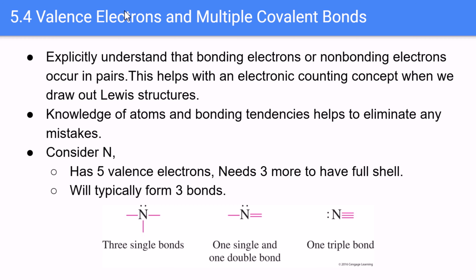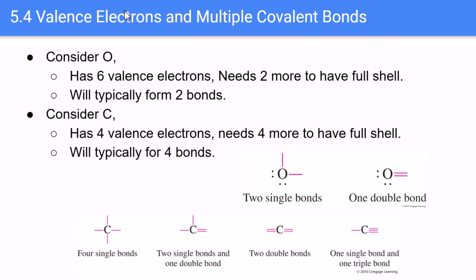Knowledge of bonding and atoms themselves and the tendencies of how atoms bond helps to eliminate mistakes. So let's consider nitrogen. Nitrogen has 5 valence electrons in its outer shell in its normal state when it exists as just an atom. It needs 3 more to have a full outer shell, so what you end up finding is that nitrogen tends to form 3 bonds. If it shares 3 electrons, it gets 3 electrons in return, so as a result, it would end up having 8 electrons in its outer shell. So we find that nitrogen tends to form 3 bonds. We consider oxygen. Oxygen has 6 valence electrons.